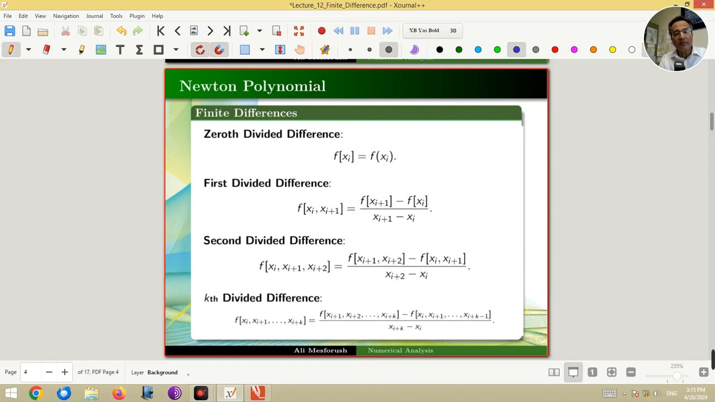Now, for the first divided difference for 2 points, for example, f of xi and xi plus 1, I say that you put your hand here and hide xi. What do you see?